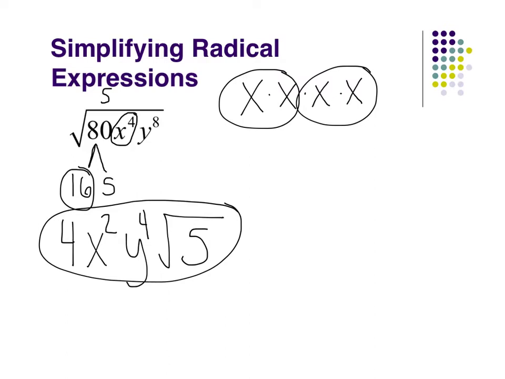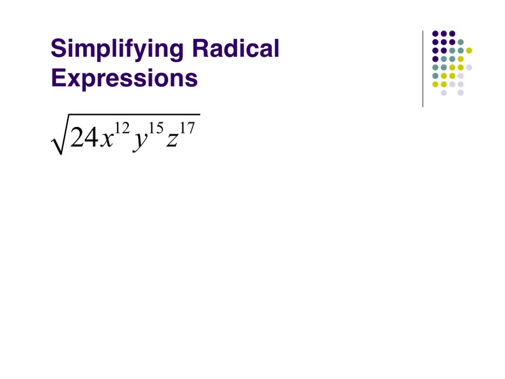Sometimes we'll have variables left inside, sometimes we won't. In this case, we only had the 5 that was left over. Let's try another example. I'm going to change this problem up a little bit. We're going to make this a cube root instead of just a square root. Well, if I were to take the cube root of 24, well, it's not a perfect cube, but let's see if I can find one.